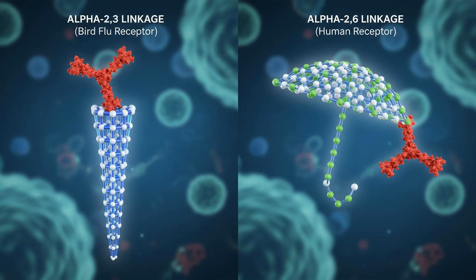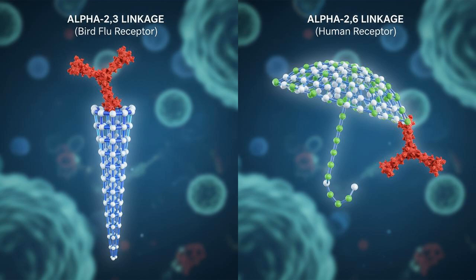The cells lining your upper respiratory tract are coated in a forest of proteins, and these proteins end in a specific sugar molecule called sialic acid. To your cell, sialic acid is just a standard surface marker. To the influenza virus, it is a landing pad. But here is where the mechanics get incredibly specific. Not all sialic acids are the same. The way the sialic acid connects to the underlying sugar determines everything.